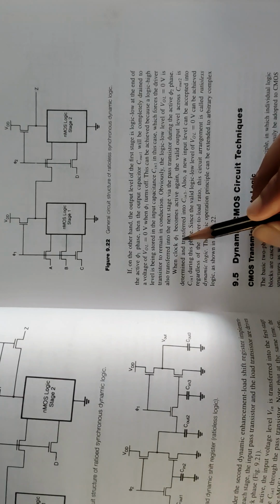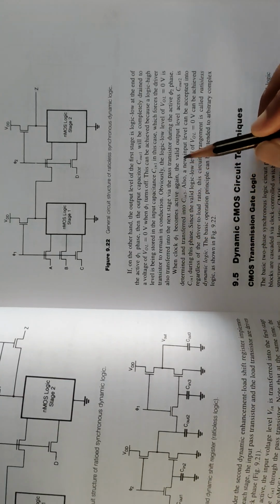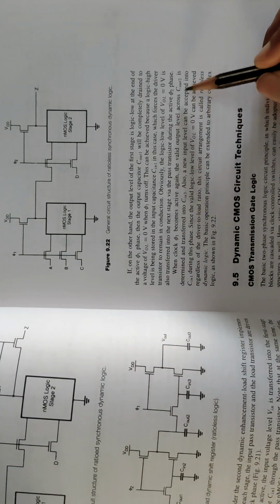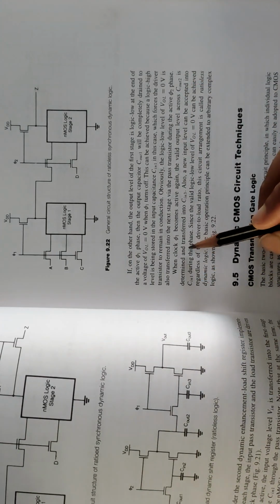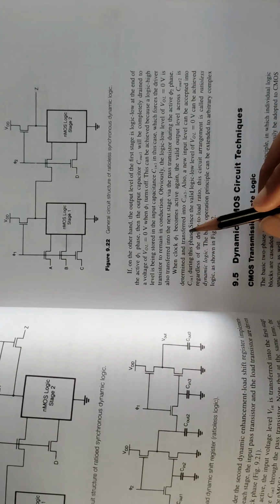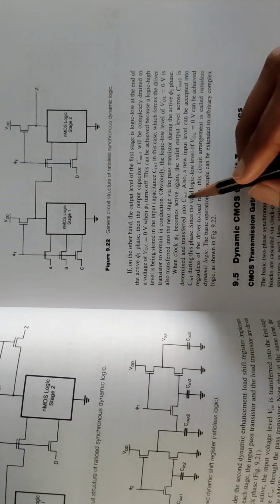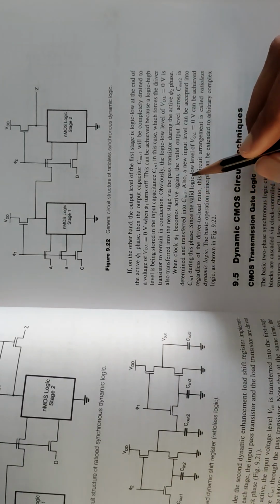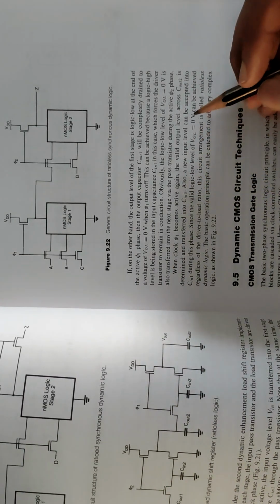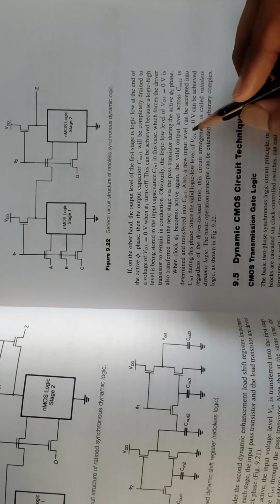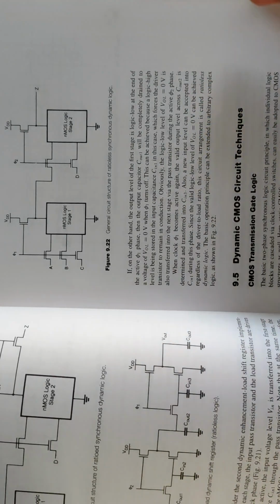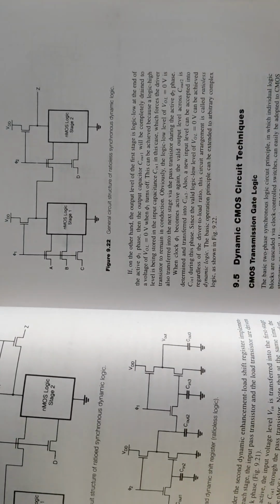When clock phi 1 becomes active again, the valid output level across Cout2 is determined and transferred into Cin3. Also, a new input level can be accepted into Cin1 during this phase.